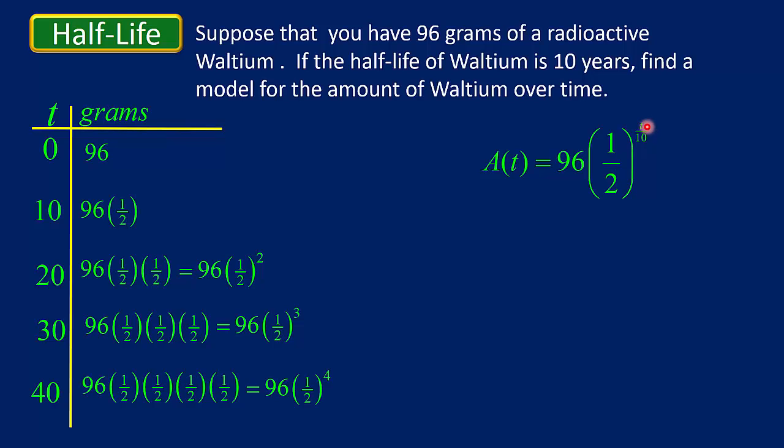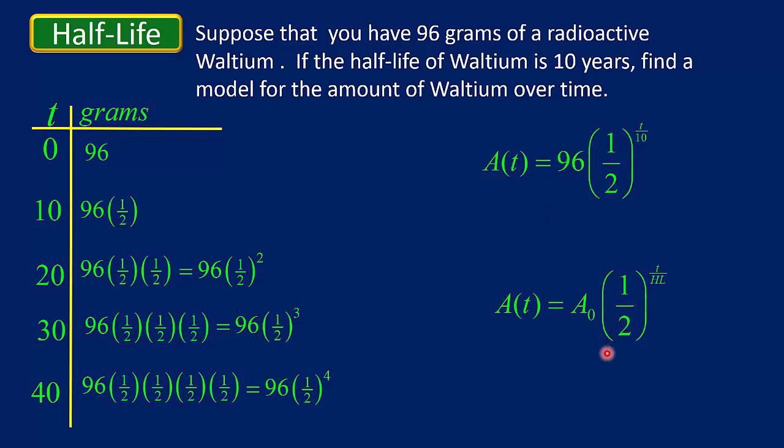When t is 30, this exponent is 3, and I get this, see? 96 times 1/2 to the third. So this right here is my model for the amount of radioactive waltium that I have over time.